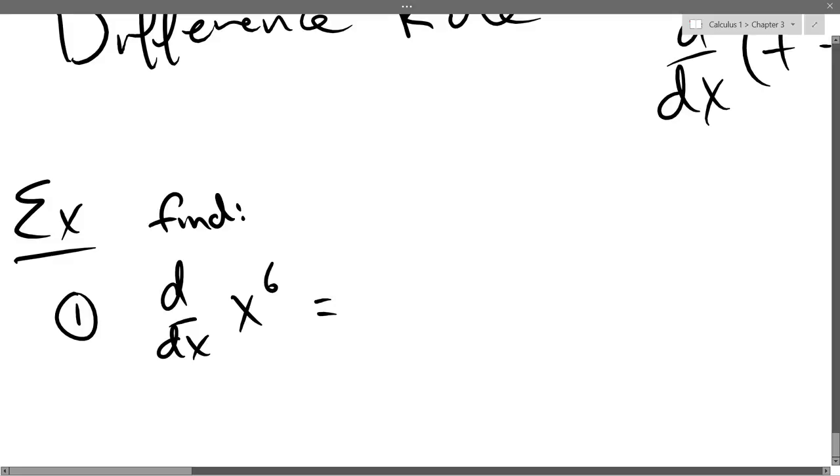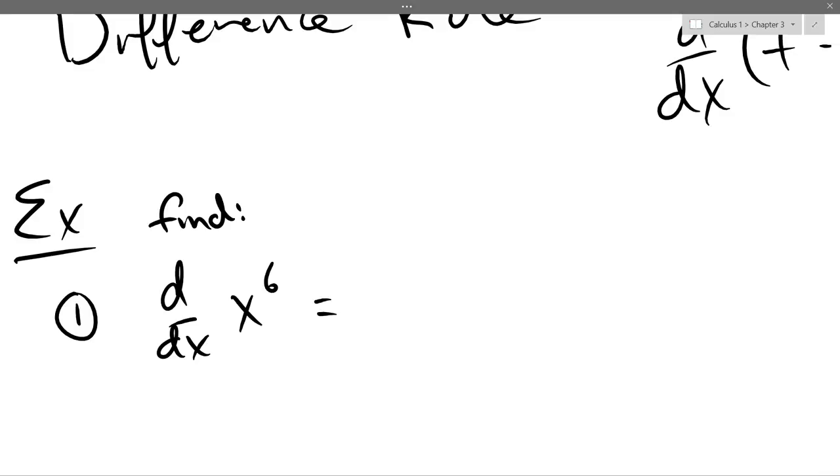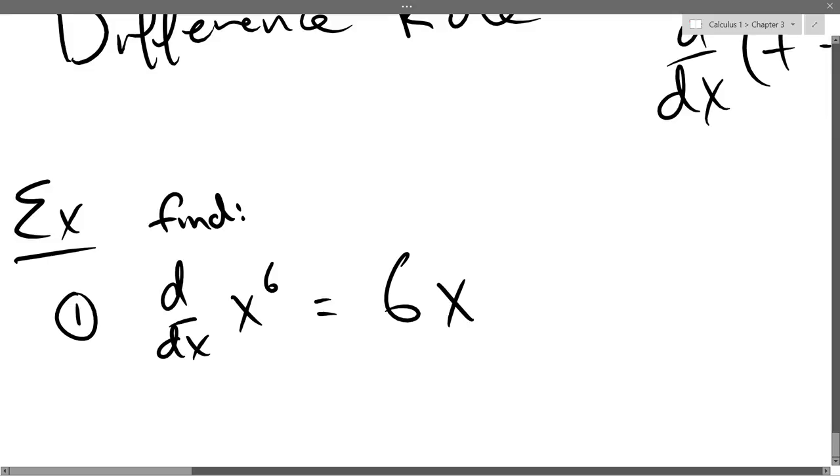So we'll start off really easy. So power rule on this one. So multiply by 6, x, 6 minus 1 is 5. That's it. That's power rule right there.